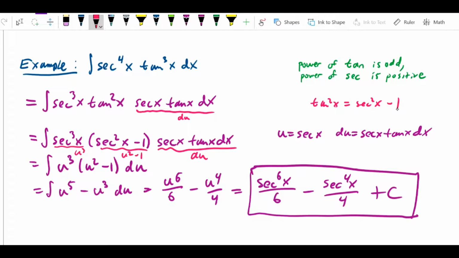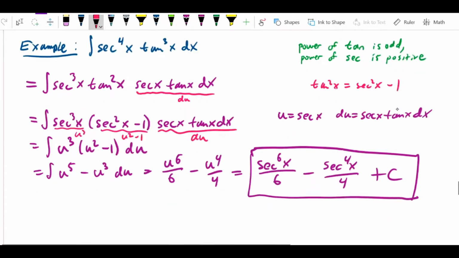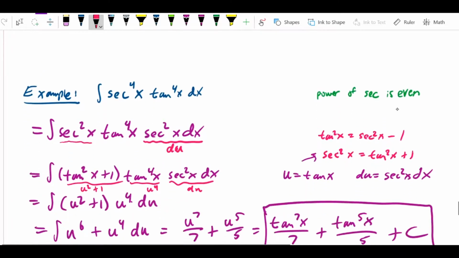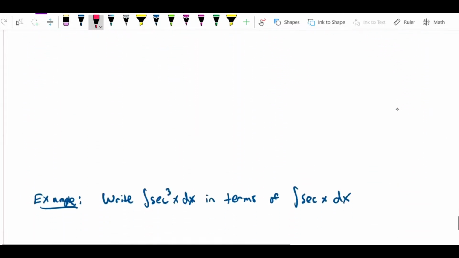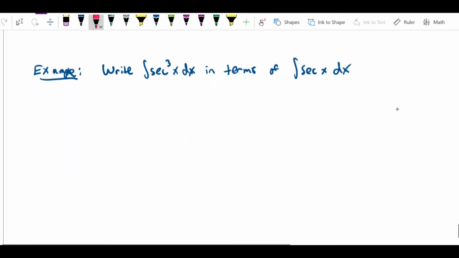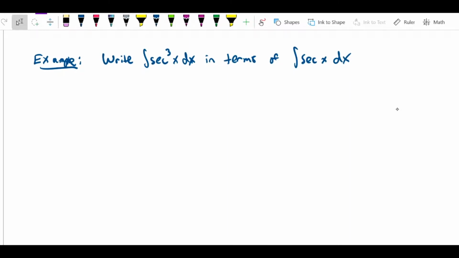In other words, you have an even power of tangent and an odd power of secant, or maybe you just have no power of tangent at all. That brings us to this type of problem, where here I don't have either. I have an odd power of secant and an even power of tangent because I have tangent to the zero. So the technique here is going to be to use integration by parts.